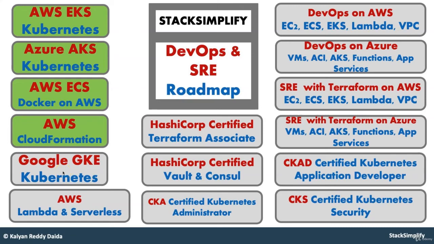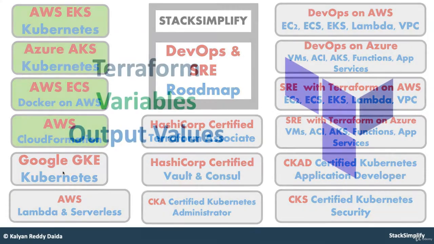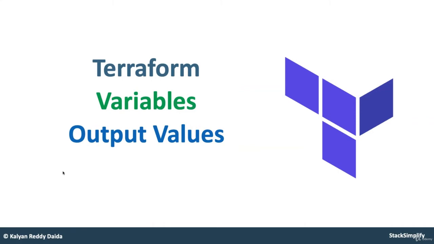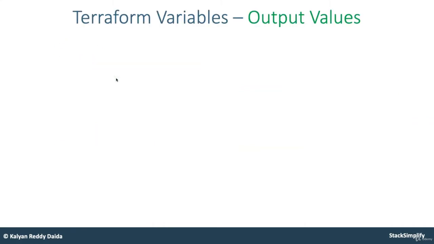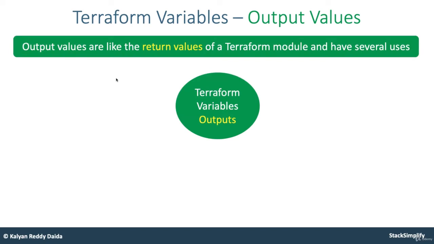Welcome back. In this lecture, we are going to understand one more Terraform variables concept called output values. Output values are like the return values of a Terraform module, and they have several uses. There are three primary things outputs can be used for, out of which one we will implement as part of this section.